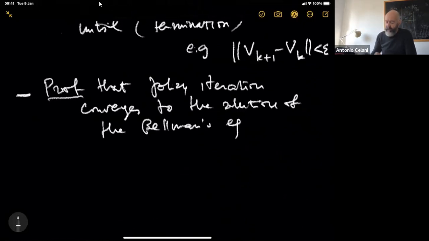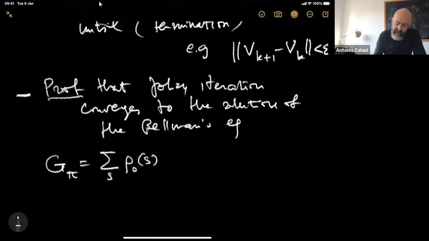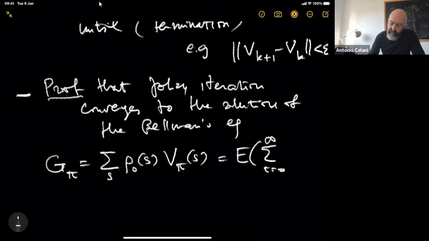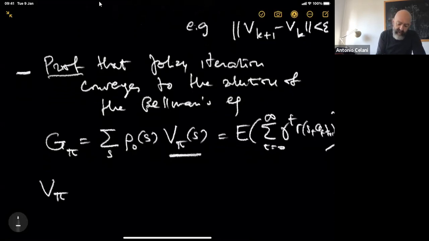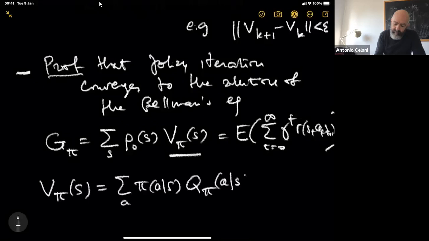So the proof goes as follows. Remember that for any given policy, my objective function can be written in terms of the value function as the distribution of initial states times the values from those states. This is just another way of writing the expectation of the sum over infinity of gamma t. All right. Now let's concentrate on the value function. So the value function for my policy pi is very simply connected to my Q function. Okay, so this first step is quite straightforward.